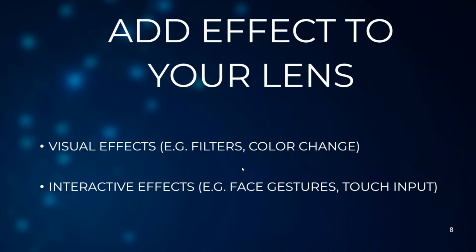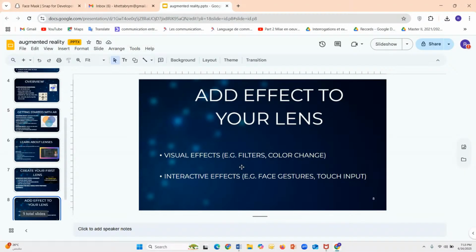And of course, we can add visual effects. We have filters or color changing, meaning when we press it, the color of the hair or the eyes will change if it is a face filter, or if it is a filter or lens related to clothing, changing the color of the t-shirt, etc. There are also interactive effects, for face gestures or touch input. Okay, so without further ado, let's go and create our first lens.